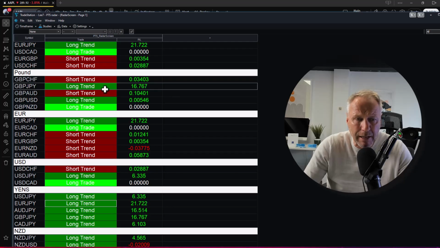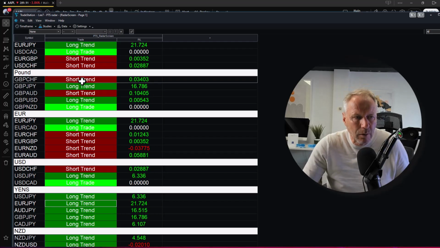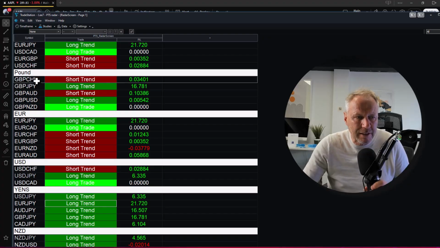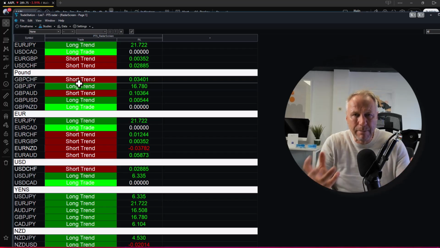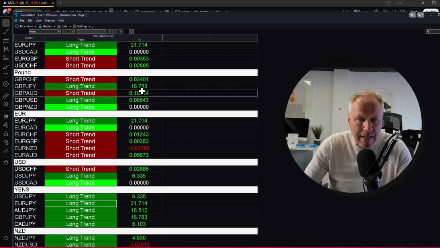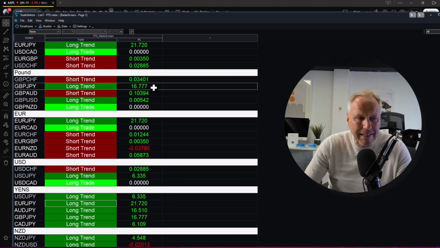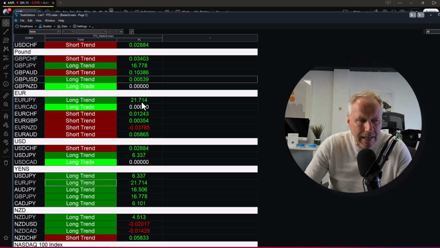Pound yen's been great. You can see it's a good visual when some of these currency pairs are starting to weaken. You can see the pound here, we've got long trades and short trades going on. So it's not really moving that far, even though the pound against the yen is up 1,678 pips. So that's been great against the yen. But against the dollar, it's not really gone that far. So the yens are really in control.